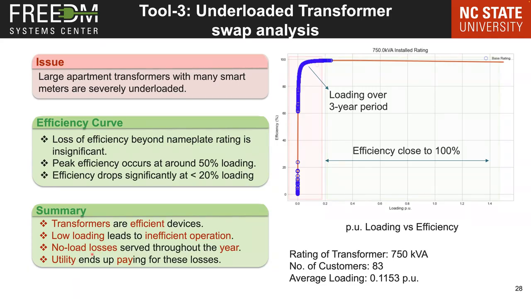Now, the customer does not pay for these losses. The utility has to pay for all the losses in the circuit because they fall on the primary of the customer. So for this reason, the utility is really interested in reducing this kind of inefficient operation of the transformers. You want to obtain the best utilization for these largely rated apartment transformers.